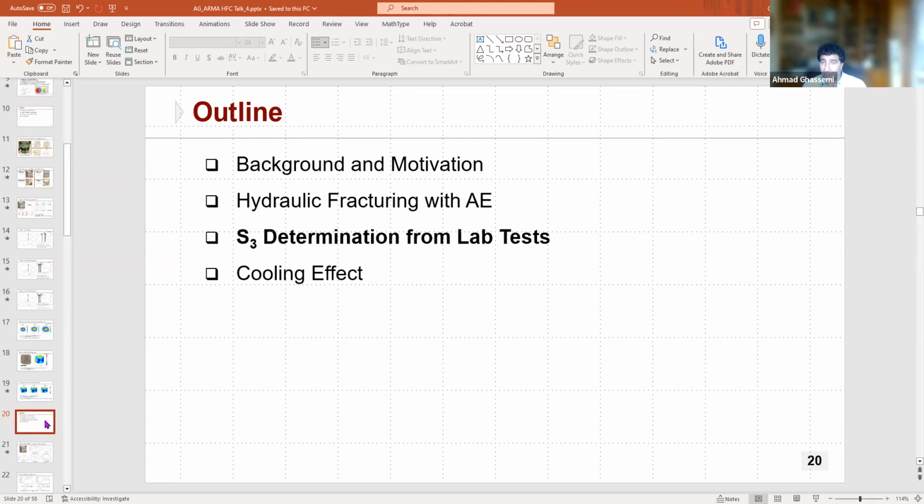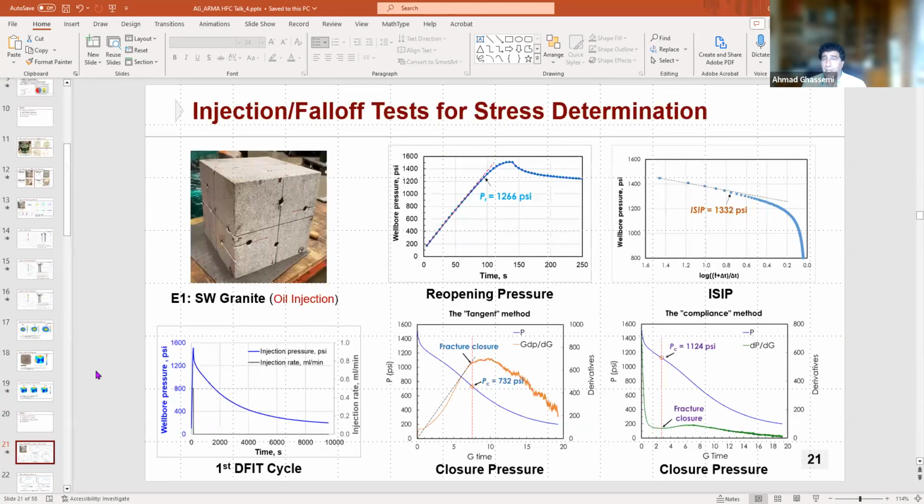determining the actual applied stress. So we know what SHMIN we have applied, and we're trying to see what the lab tests tell us. And we use different techniques for this, for different block tests that we have done. So this is for the oil injection into the Sierra White granite. And we use the reopening pressure, and reopening pressure gives us 1266 psi. The ISIP is about 1332. So compared to the 1250, those are very good.